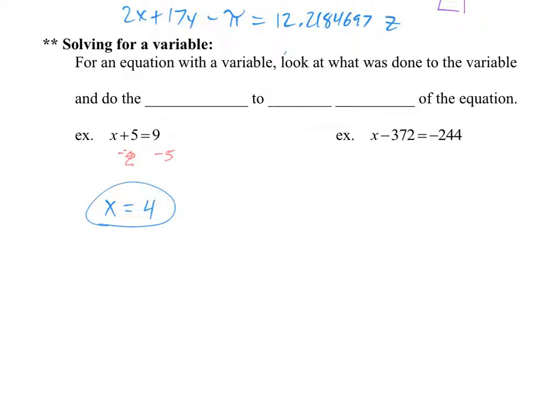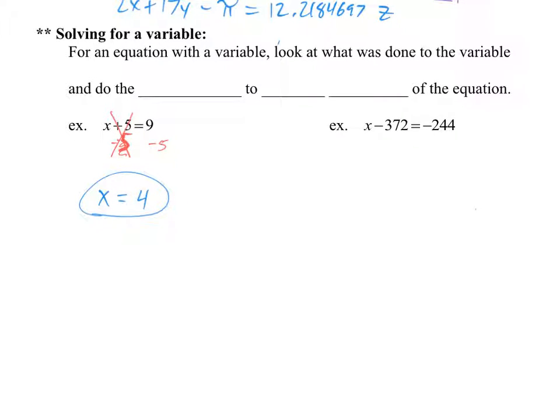Okay. So up above in this part here, for an equation with a variable, like with this x, we look at what was done to the variable. So we had the variable and we added 5 to it right there. Agreed? So look at what was done to the variable, and then we do the same to both sides. Not the same, because they added 5. We need to subtract 5.